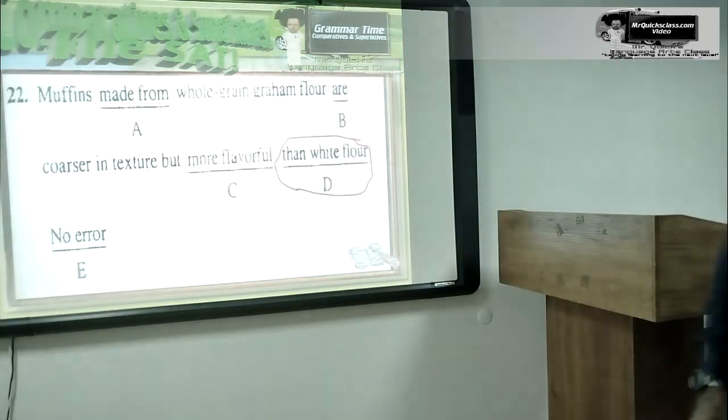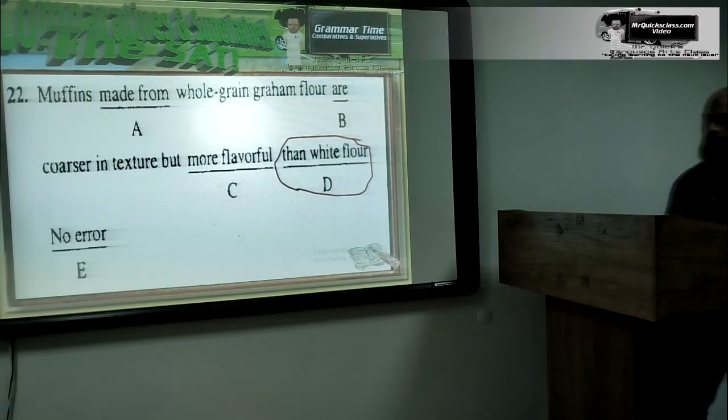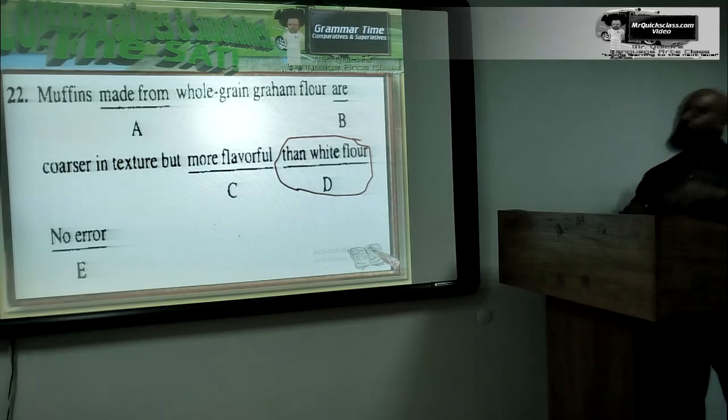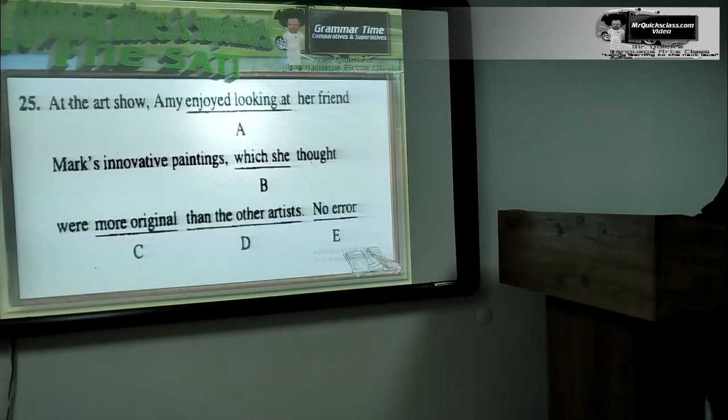Yes. So I think they wrote it wrong. It should be "more than muffins made from white flour." It should have been like that. That's how it's supposed to be if you're going to do a proper comparison. All right, so let's try this again.